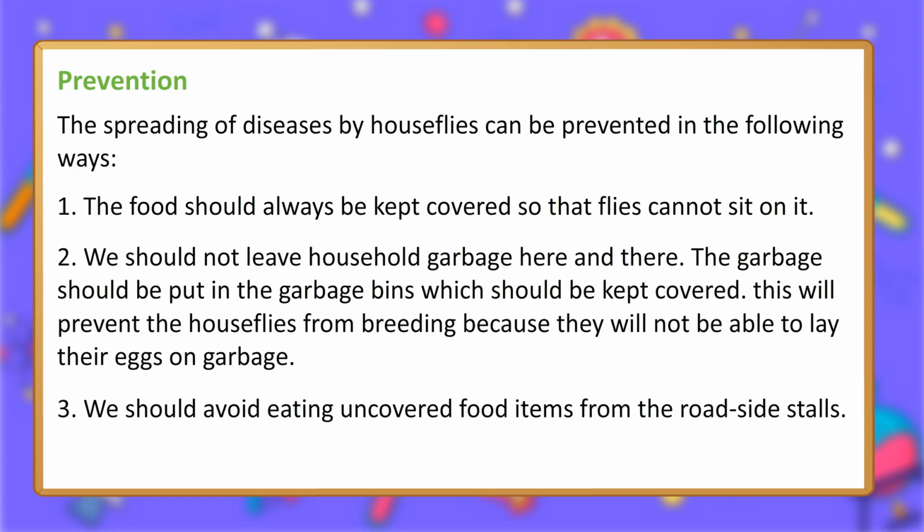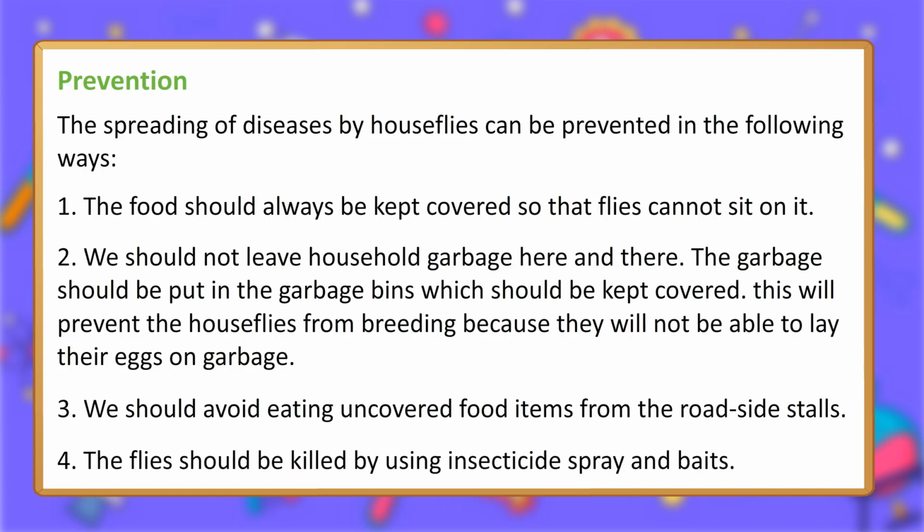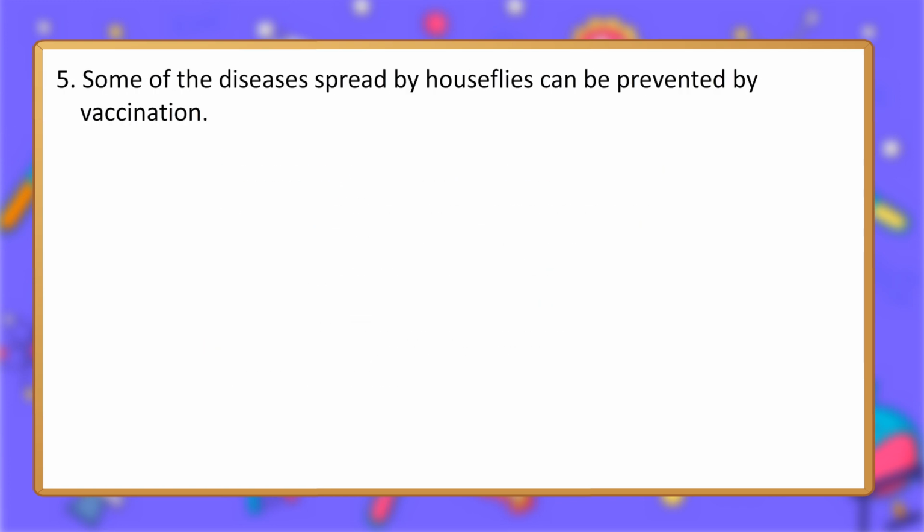3. We should avoid eating uncovered food items from the roadside stalls. 4. The flies should be killed by using insecticide spray and baits. 5. Some of the diseases spread by houseflies can be prevented by vaccination.